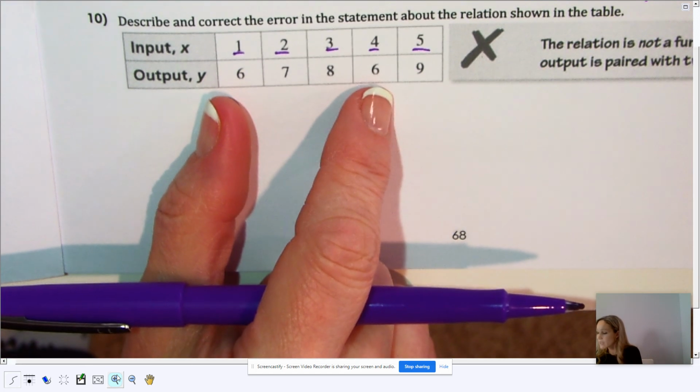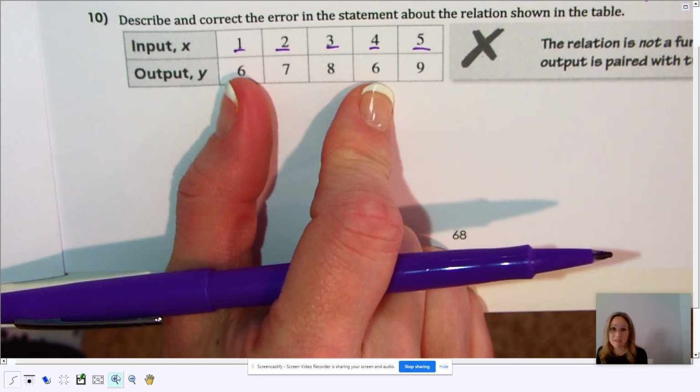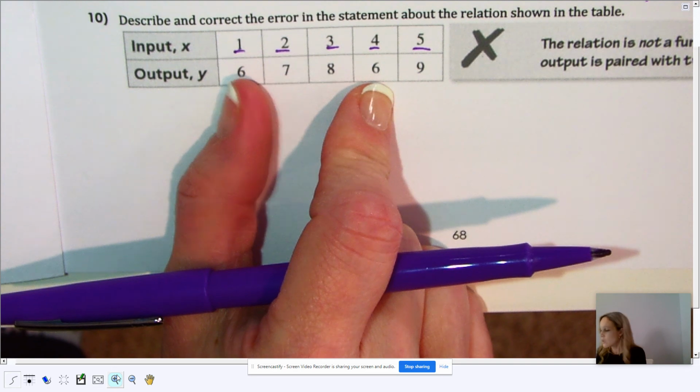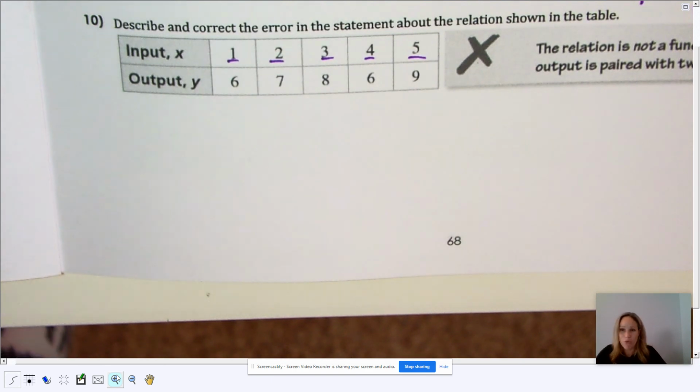Okay, it is totally fine that 1 and 4 both have the same output. Totally fine. The only time it's not a function is if I plug something in and sometimes it tells me one answer and other times it tells me a different answer. Okay. So you guys can describe and correct the error there. And that is it for 4.1.